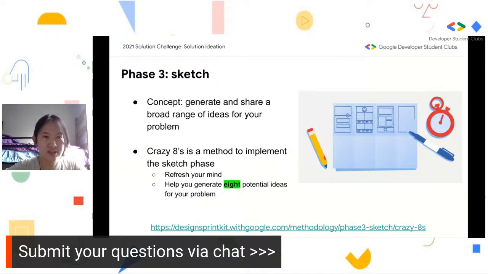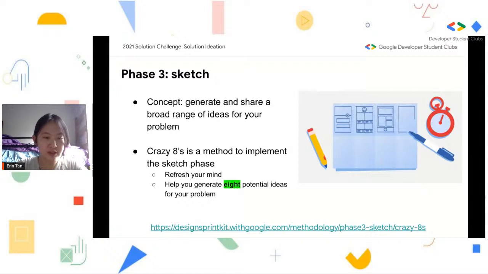And one of these methods that we encourage you all to do is the Crazy 8 method. The Crazy 8 method is going to refresh your mind and help you generate 8 ideas or solutions at the beginning of developing a feasible solution. By doing this, the team members have a high chance to select a useful idea or solution in this phase. So let's check out how it works in the next slide.